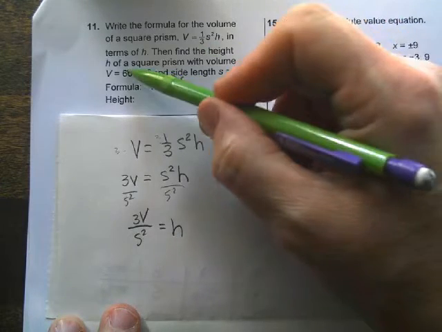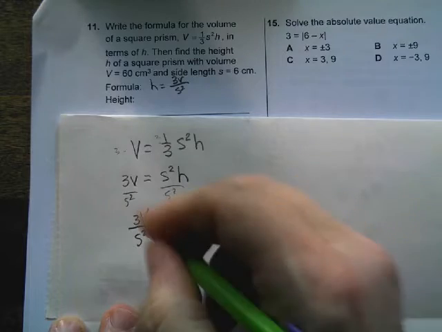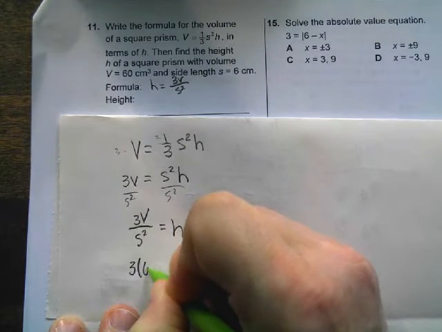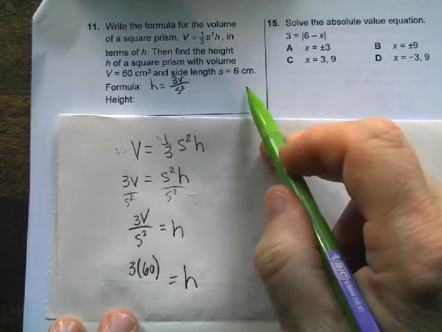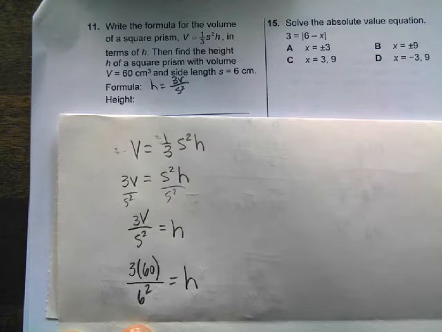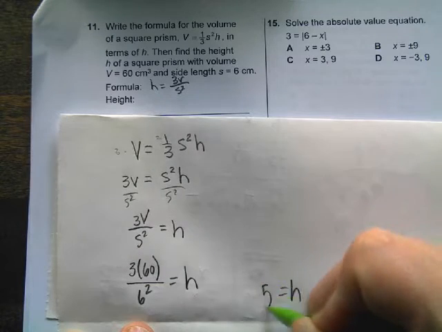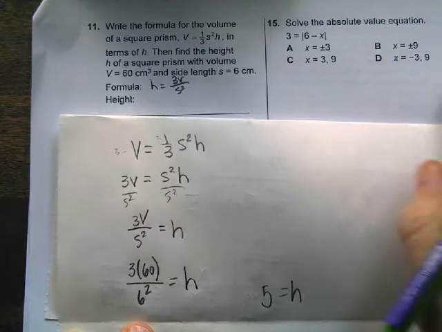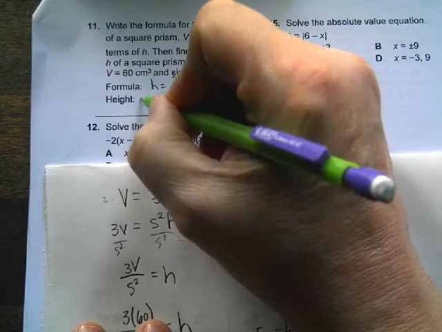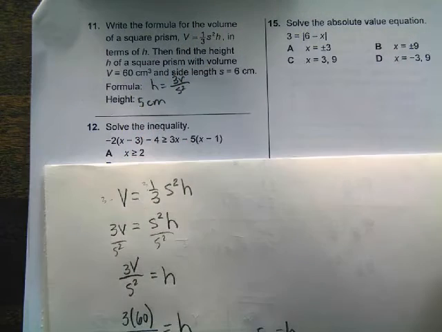Now, if we have a volume of 60, in other words, substitute in 60 for the volume, and the side length is 6, solve that for H. Simplify that. I get 180 divided by 36, and I get that H is 5. And the units on that would be centimeters. So the answer here is 5 centimeters.